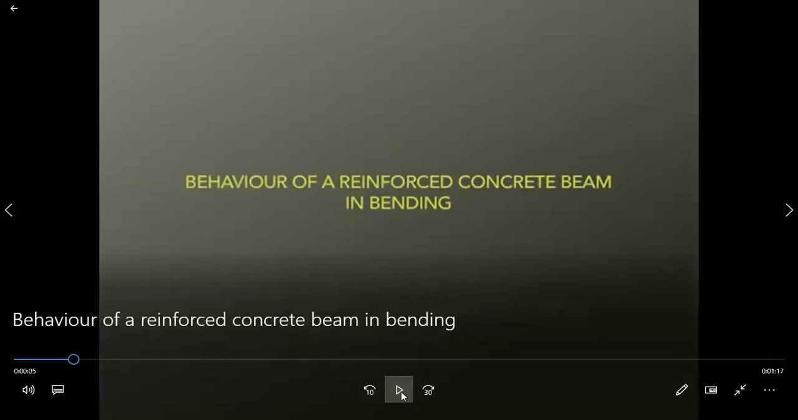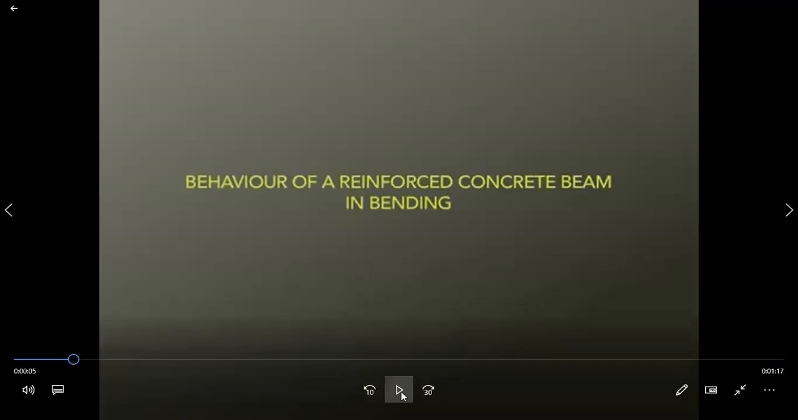So this is a normal reinforced concrete beam. When it is subjected to load, how does it bend? And what about the bending cracks, how do the bending cracks take place? That you can see in this video.